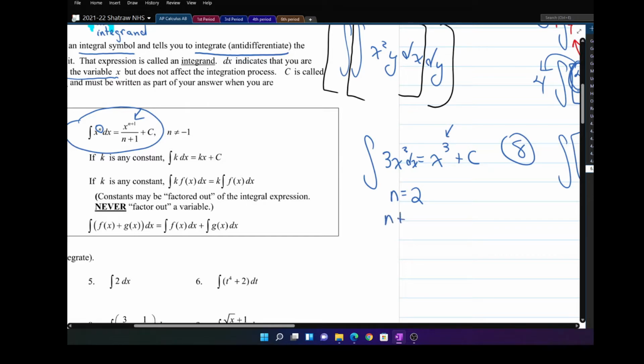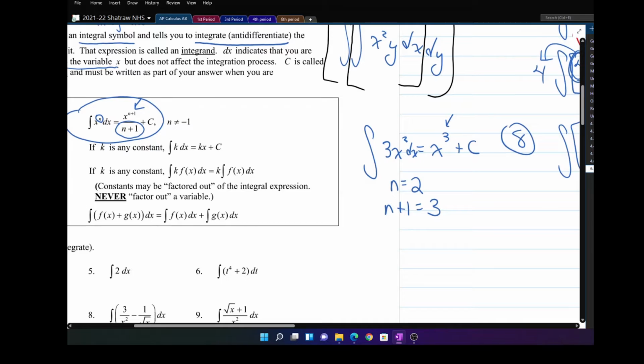Well, this power, if I add 1 to it, I will get a 3. And then the rule says put that power in the denominator. You're like, well, you didn't do that. No, that's true, I didn't. And here's why. Because really, if I was showing all of my work, I would have done this. I would have said, well, there's a 3, and that's a constant, and so I'm going to write it down.